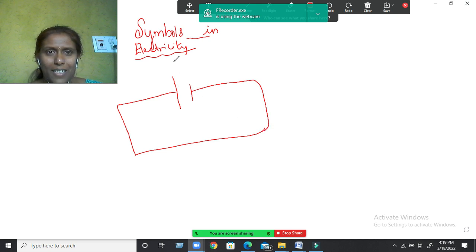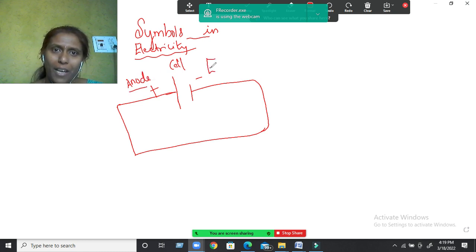So, here what do we say for this? Here we say this is a cell, and this side is plus and this side is minus, and they both are connected through a wire. Whatever this line is, it is nothing but the wire. Now, on the plus side we mention it as anode, and on the minus side we say it is cathode.